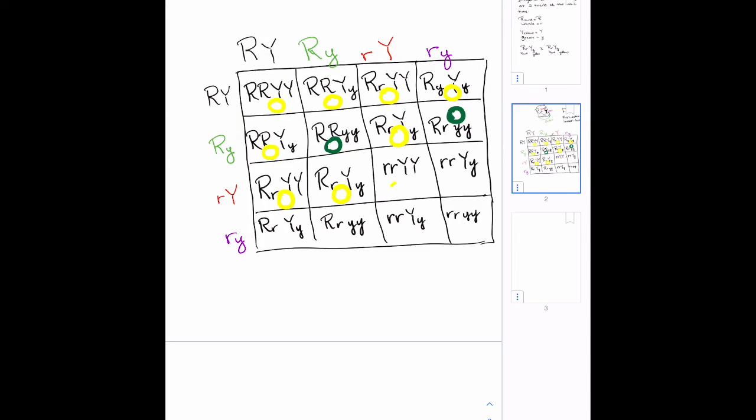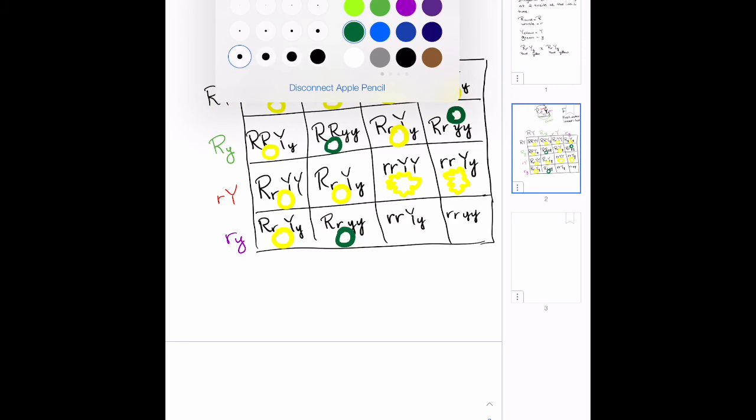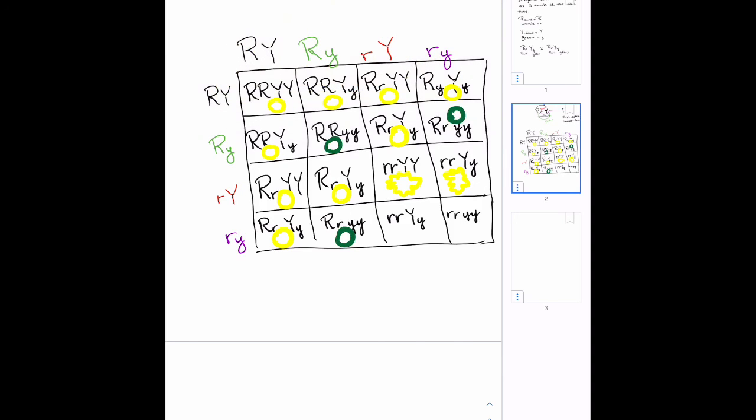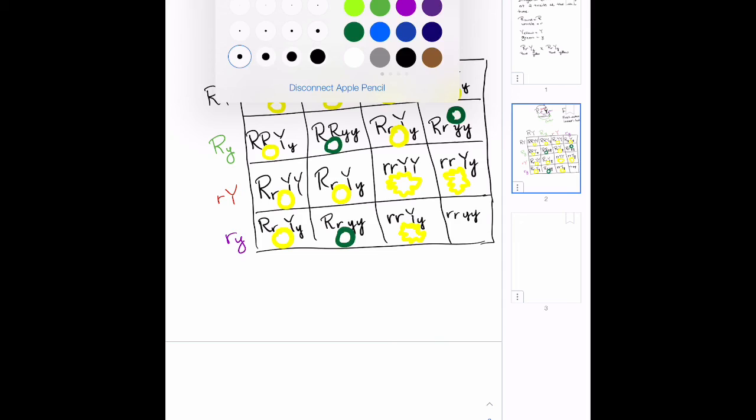So my peas are going to look like this. And then I have wrinkly and yellow again. And then I have round and yellow again. And then I have round and green. And then I have wrinkly and yellow. And then I have wrinkly and green.